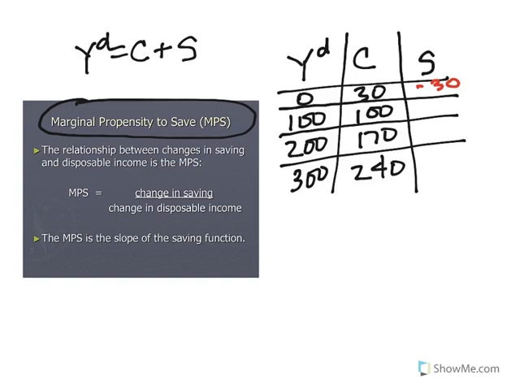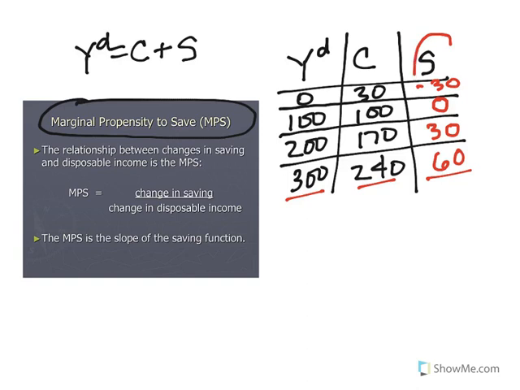When disposable income is 100, consumption is 100, which means savings has to be 0. When disposable income is 200, consumption was 170, which means savings had to be 30. And then when disposable income was 300, consumption was 240, so savings had to be 60. In other words, this number, 240, plus this number, 60, has to equal this number, 300. And of course, that has to be for every single row of data.